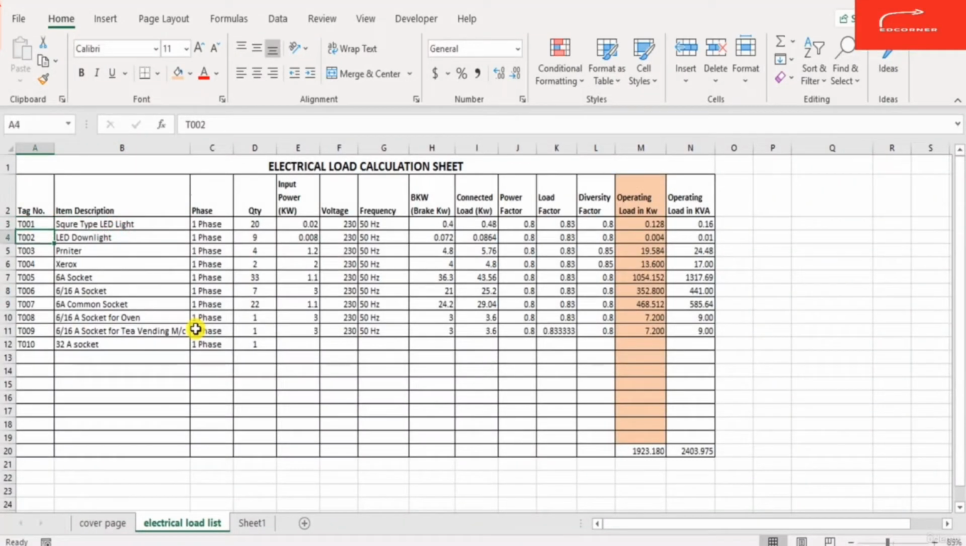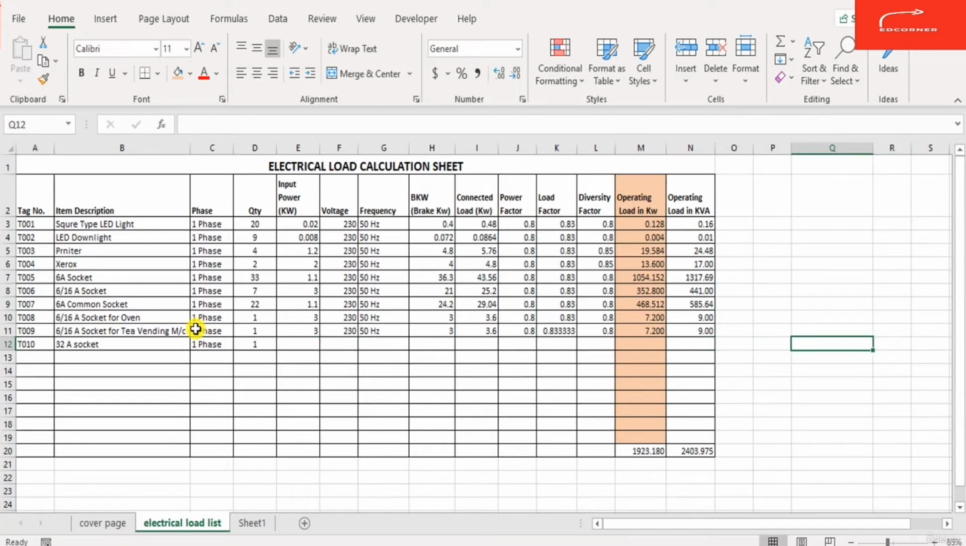From tag number 1 to tag number 10, we have mentioned the square type LED light, then LED downlight, then printer, Xerox, 6 ampere socket, 6 by 16 ampere socket, 6 ampere common socket, then 6 by 16 socket for oven, 6 by 16 socket for tea vending machine, then 32 ampere socket for the special purpose. So for that special purpose 32 ampere socket, what will we calculate as the power point required?